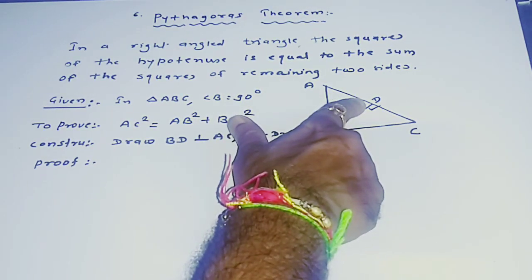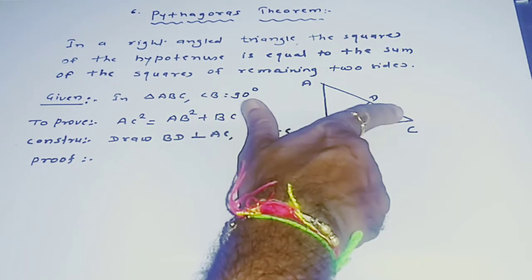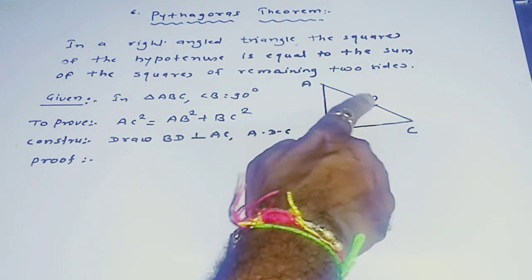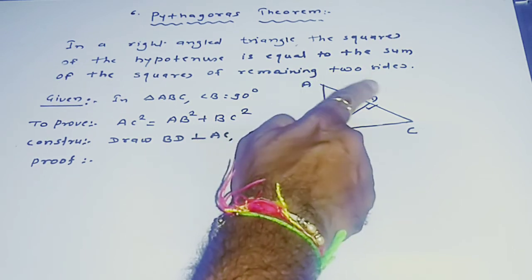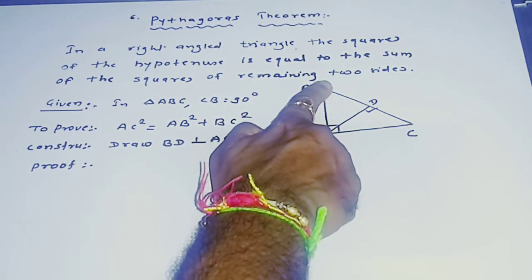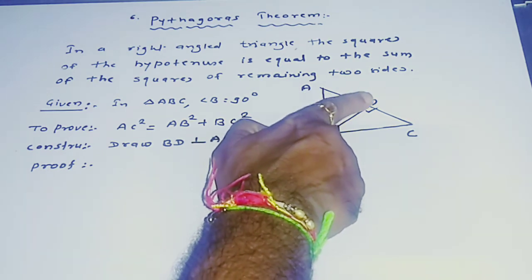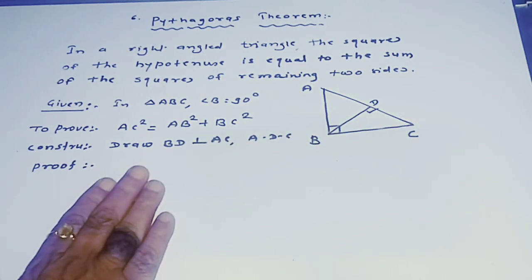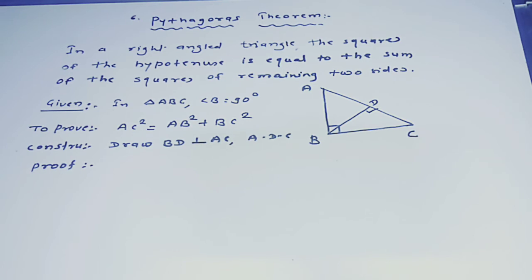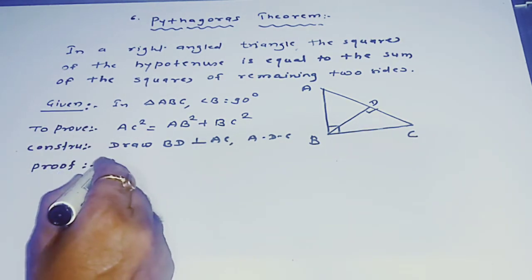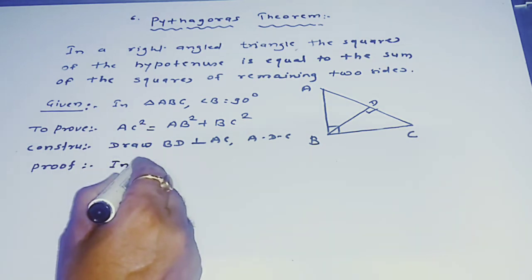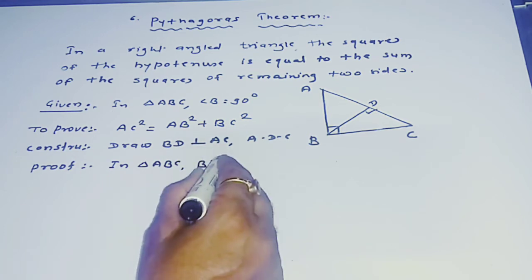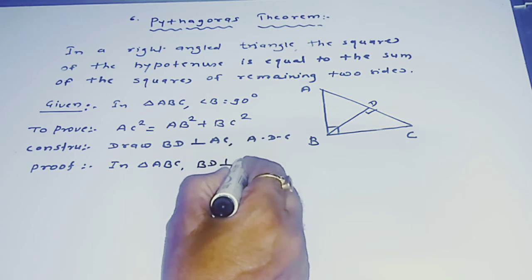BD perpendicular to AC. Draw BD perpendicular to AC, and ADC. Proof. In triangle ABC, BD is perpendicular to hypotenuse AC.